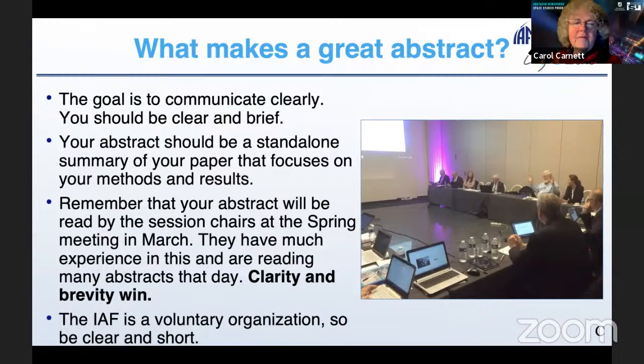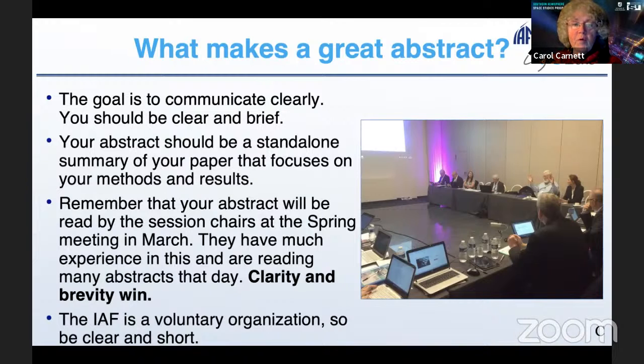Okay, as I said before, communicating clearly is the goal, and be brief. That means no long sentences. And what you really want this document to be is a short description of your paper and your methods and your results that could stand alone. It summarizes the important things. So don't get bogged down in the details.